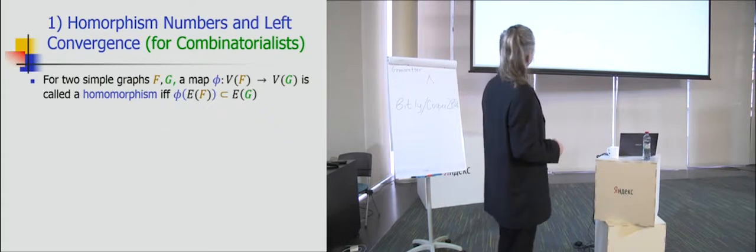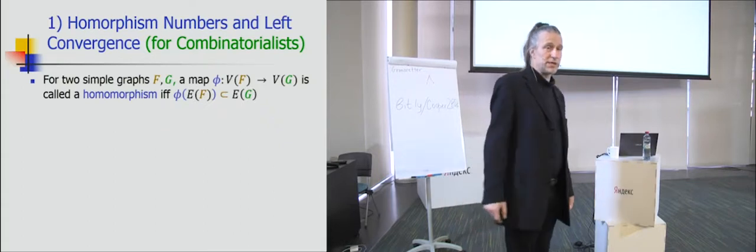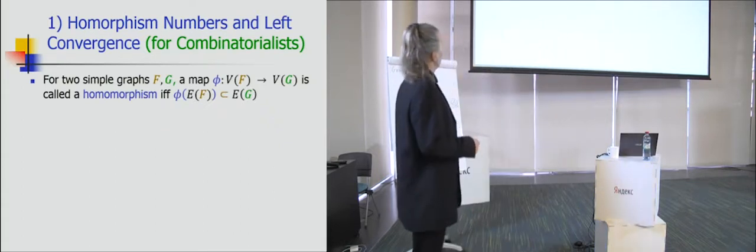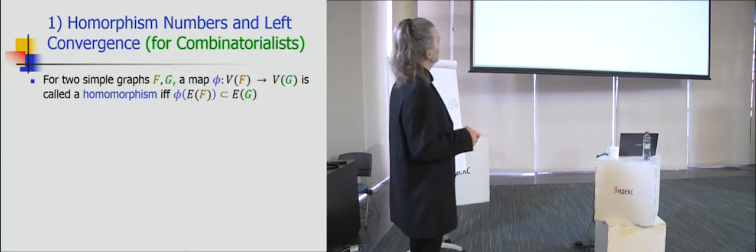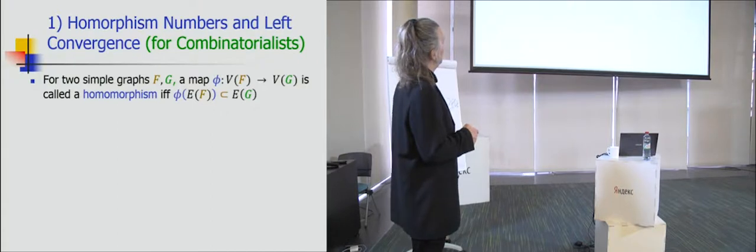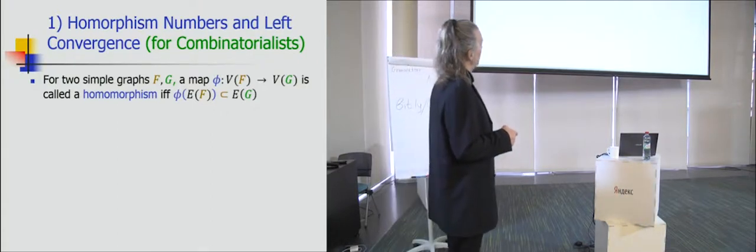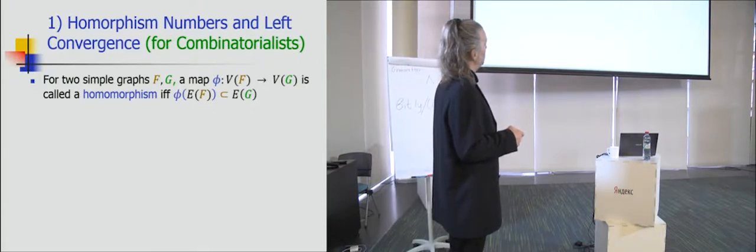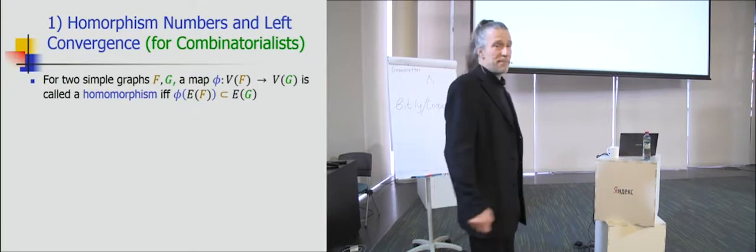Okay, so let's start with some notation. We have two graphs. Think of F as small and G as large. Then we have a map from this small graph into the large graph. This map is called a homomorphism if edges are mapped into edges.